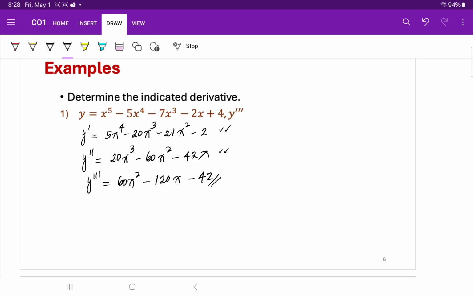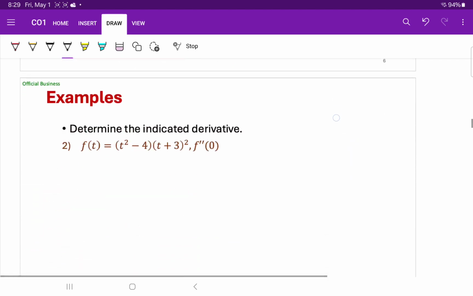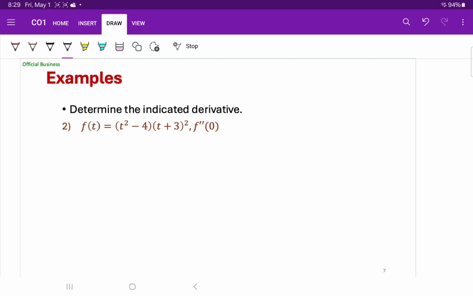When you differentiate a function again after getting the first derivative, you're solving for the next higher order derivative. Okay? So let's go over the next one. Now here what is asked is f double prime of 0. So how do you solve for it? You solve first for the second derivative. This means the second derivative when x is equal to 0.